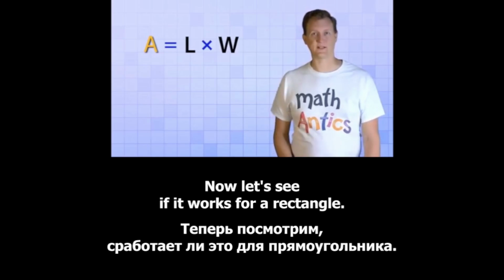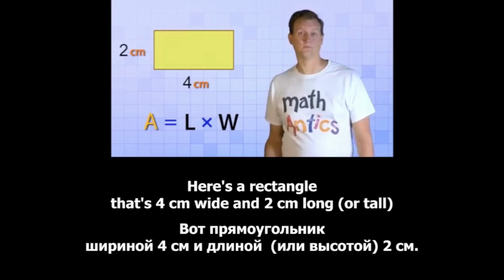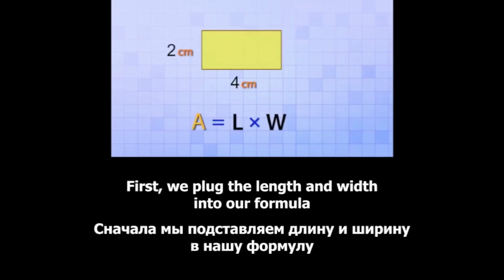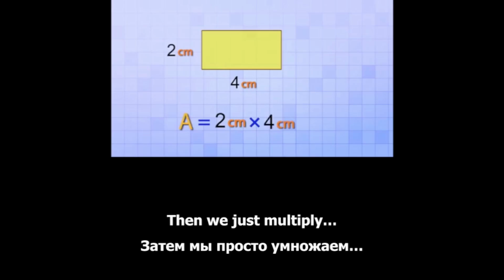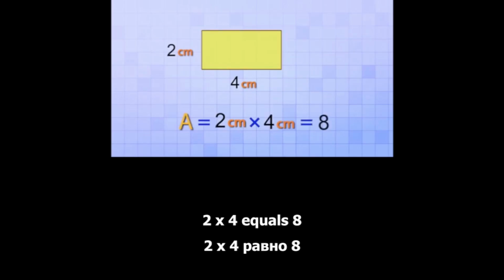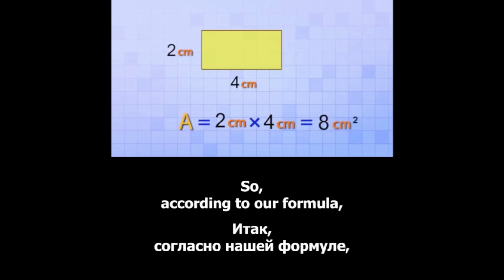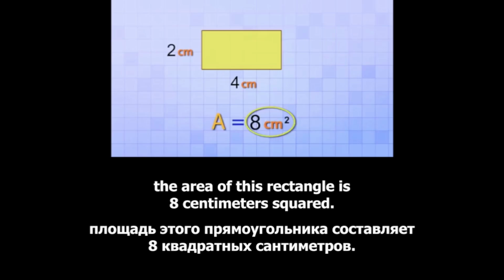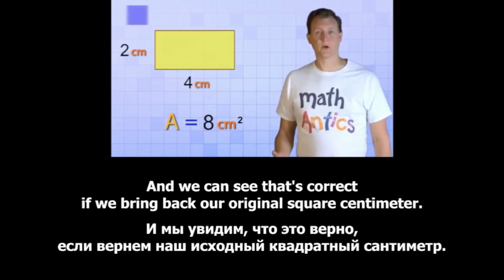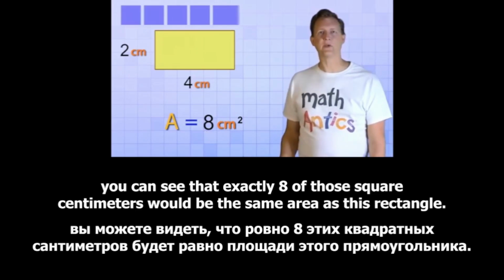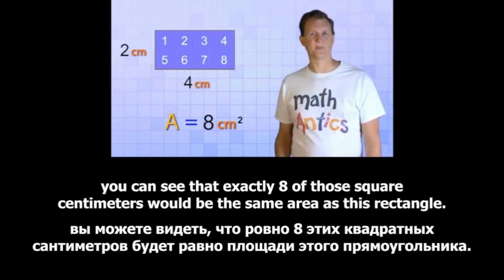Now let's see if it works for a rectangle. Here's a rectangle that's 4 centimeters wide and 2 centimeters long or tall. First, we plug the length and width into our formula, 2 centimeters and 4 centimeters. Then we just multiply. 2 times 4 equals 8, and centimeter times centimeter is centimeter squared. So according to our formula, the area of this rectangle is 8 centimeters squared. And we can see that's correct if we bring back our original square centimeter. If we make copies of it, you can see that exactly 8 of those square centimeters would be the same area as this rectangle.